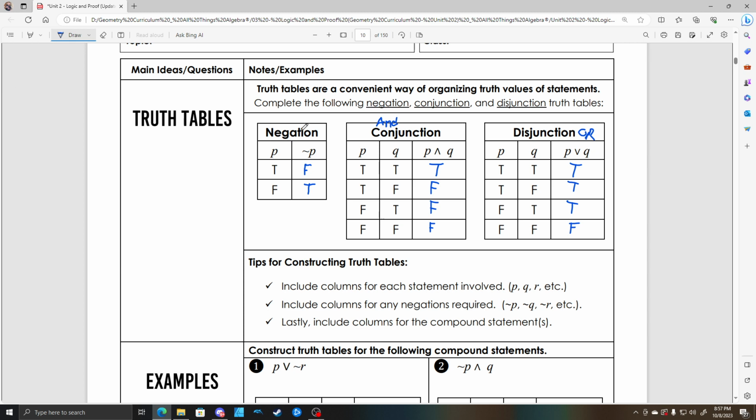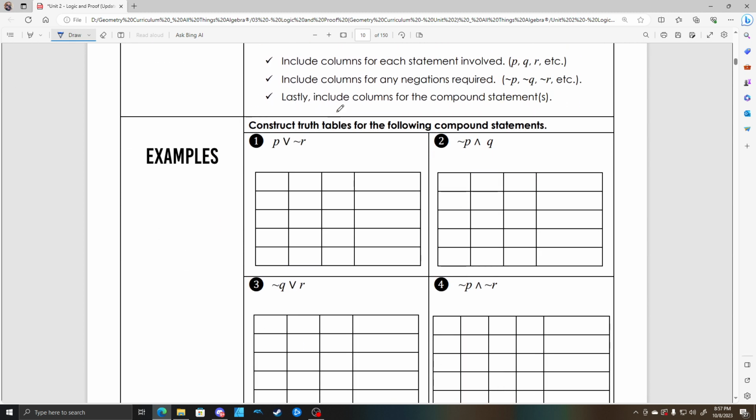Now, it gives you a couple tips here on constructing truth tables. You want to include columns from each statement involved. So in other words, if we look at number 1, it's telling us that we have a P and an R. Those are both of our statements. I know that the R is the negation of R, but in general, we're talking about these two statements. Now, it also says include a column for any negations. So in this case, we're going to have a column for P, a column for R, and then a column for the negation of R. And only then are we going to include compound statement items.